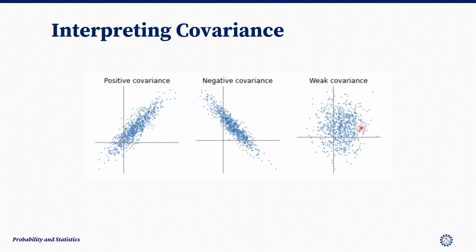Okay, so that's how we interpret the relationship between our variables. We have positive covariance, negative covariance, and weak covariance. In the previous example, as you can see, we get a positive covariance. That means the stat1 grade is related to the stat2 grade. Okay, so that is covariance.